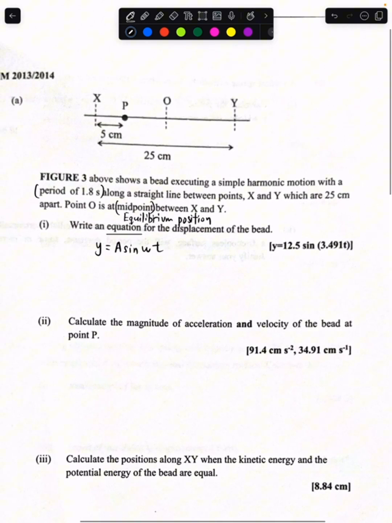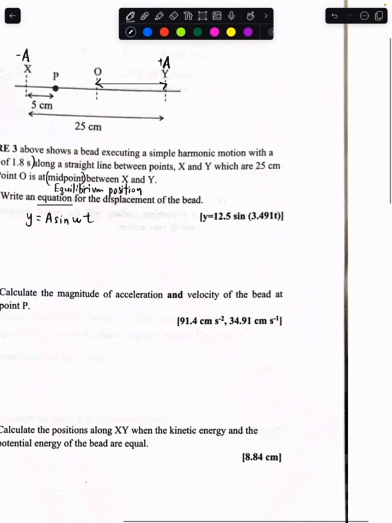As they already gave us, the equilibrium position is O, so the amplitude is the y here, and also here. This one is positive, this is negative, depending on the direction. If you want to consider this one as positive, the x as positive also can. The amplitude is the maximum displacement from the equilibrium position, that's why it is the magnitude. Then how can we find this? The amplitude is equal to 25, the total length, divided by 2, which is 12.5 centimeters.